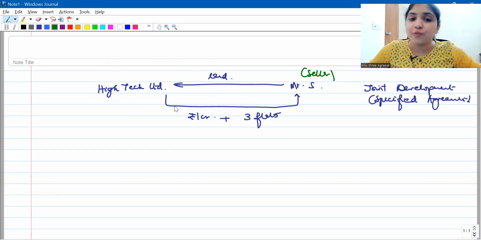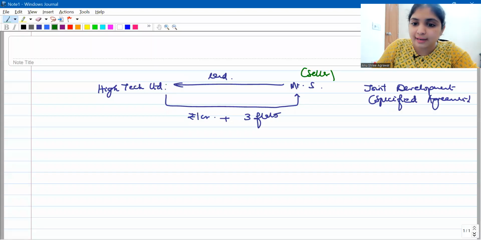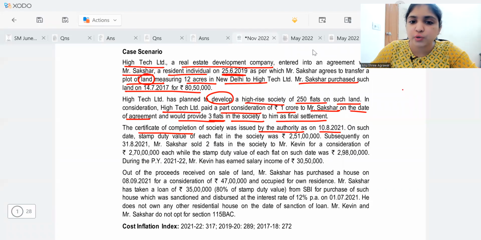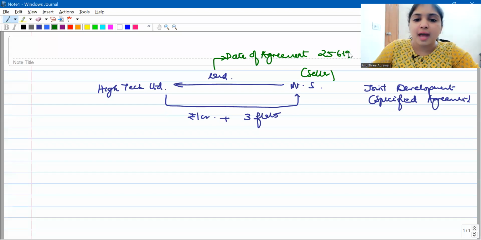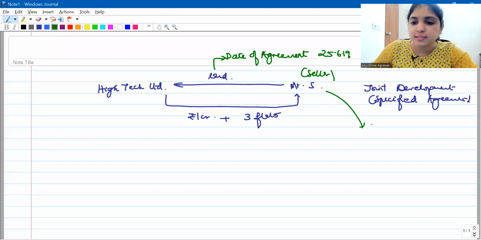All right, now going forward, the certificate of completion of the society was issued by the authority on 10th August 2021. So Hitech Limited got the land from Mr. Sakshar. What was the date of agreement for transfer of land from Mr. Sakshar to Hitech Limited? 25th June 2019, right? And Mr. Sakshar had purchased this land long ago. He had purchased his land on 14th July 2017 for 80 lakh 50,000 rupees.